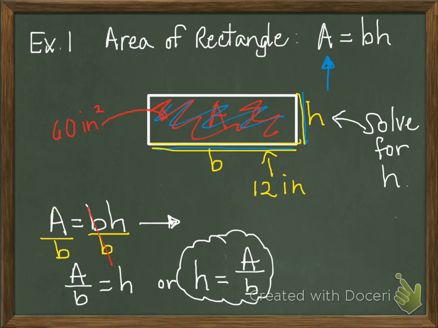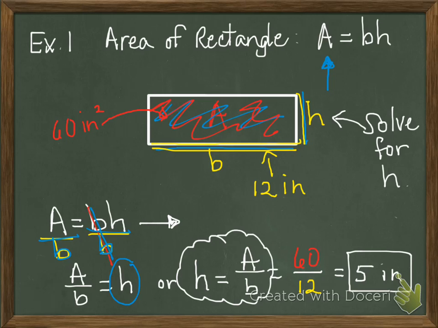So what I mean by that is taking this equation a equals b times h, dividing both sides by b in order to eliminate the b from the right hand side. And if you eliminate the b from the right hand side, all you have left is the h on the right hand side. H would be equal to a over b, or a divided by b. If I use the values from my problem, I would just insert those values in for a and for b and find out that that missing piece, the height, is 5 inches.